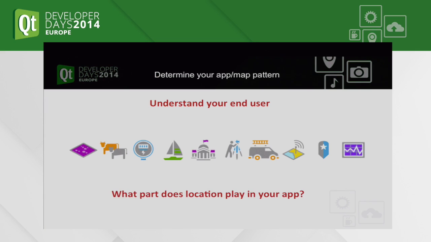So what does location play in your application? Well, you can see that there are different icons showing what kind of application you can build. And the cow is just a random graphic because the graphic person put that there and I really wanted to use it. So maybe someone wants to build an application with tracking cows.